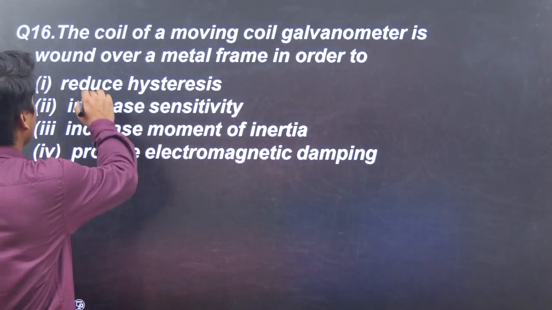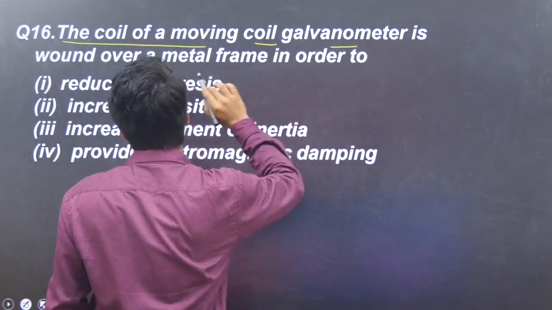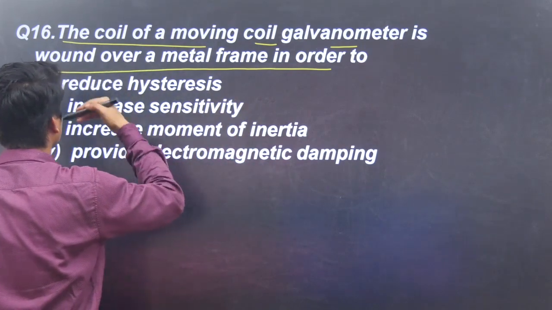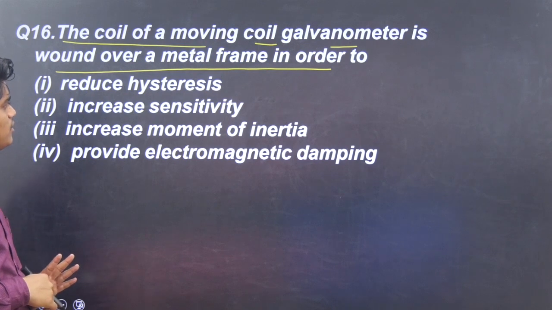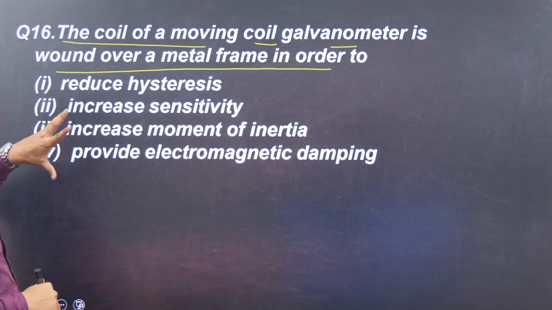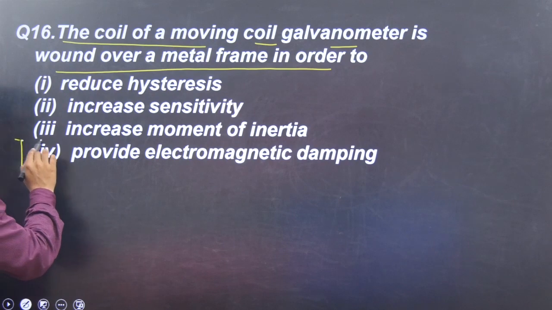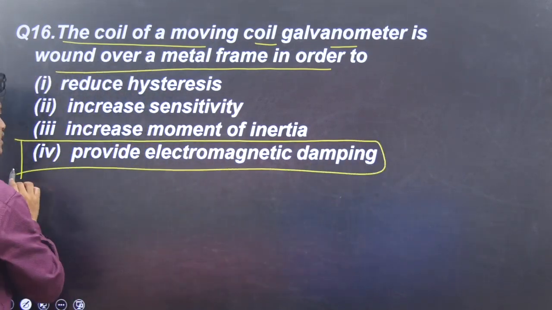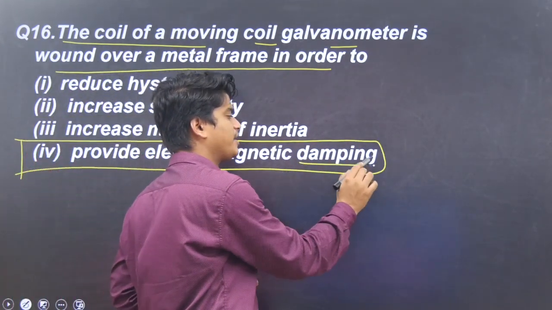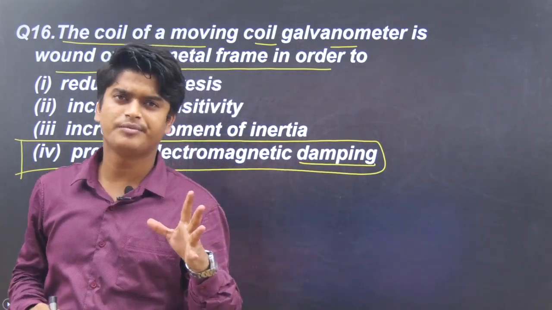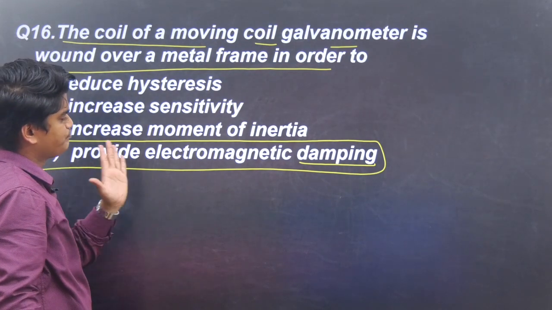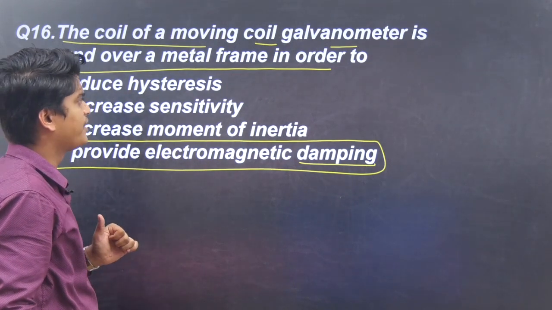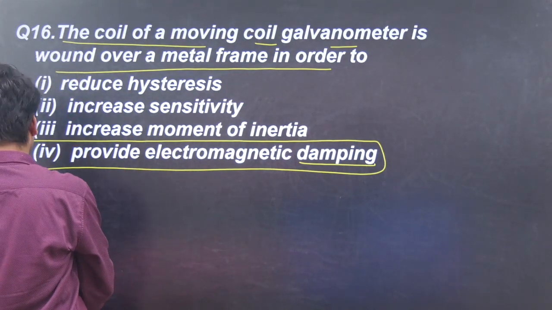Now here, the coil of a moving coil galvanometer is wound over a metal frame in order to what? On a metal frame there will be some coils wound for the moving coil galvanometer, and that is basically for electromagnetic damping. So that the moving coil galvanometer will act like a deadbeat galvanometer. That is the reason they put it, to provide electromagnetic damping. So just remember this, it is a theoretical question.